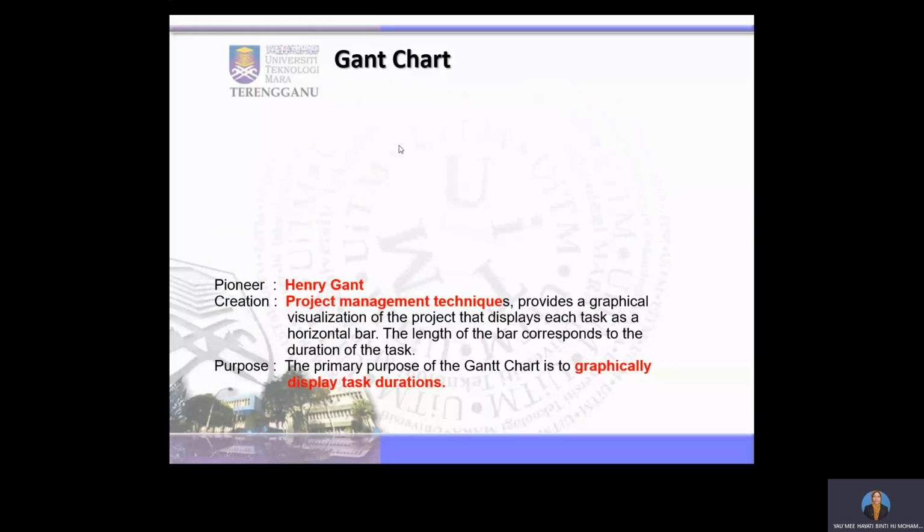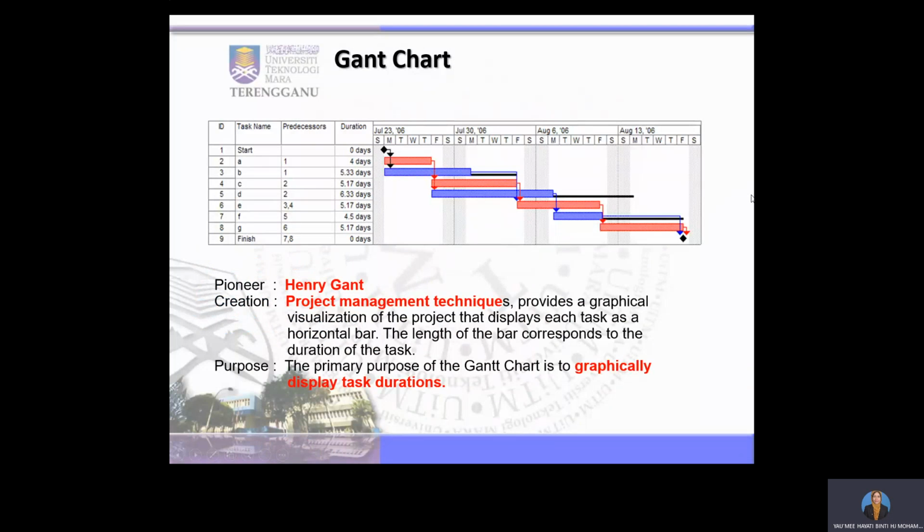So what is a Gantt chart? This is an illustration of how a Gantt chart can be produced using Microsoft Project. The pioneer of the Gantt chart is Henry Gantt. He founded the project management technique, which is a graphical visualization of the project that displays each task as a horizontal bar. The length of the bar corresponds to the duration of the task. The purpose of the Gantt chart is to graphically display the task durations.